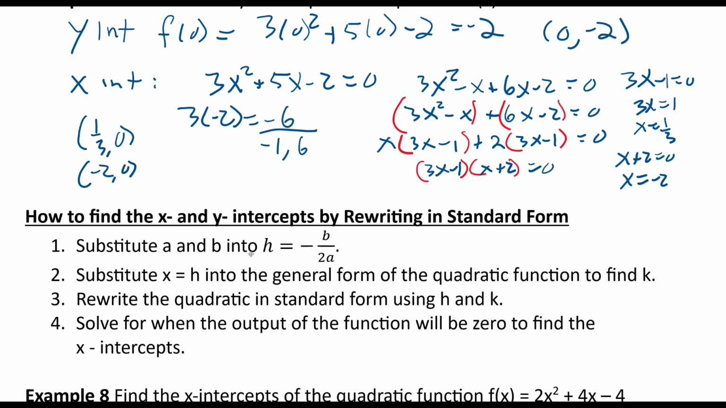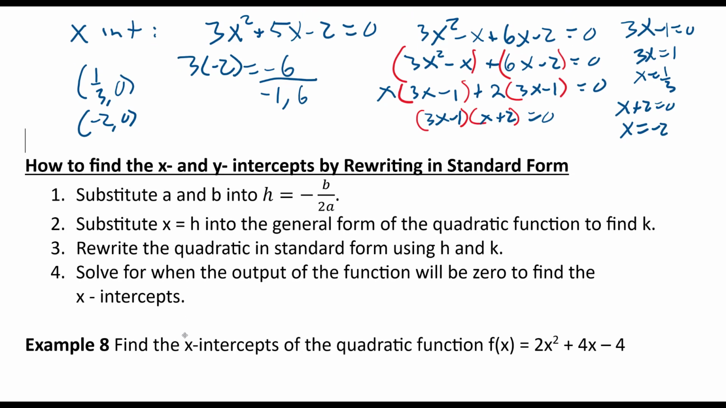Okay, let's see what this says. How to find the x and y intercepts by rewriting in standard form. Substitute a and b into h equals negative b over 2a. Substitute x equals h in the general form to find k. Rewrite the quadratic in standard form using h and k, so like a times x minus h, quantity squared, plus k. When the output of the function will be 0, find the x-intercepts.